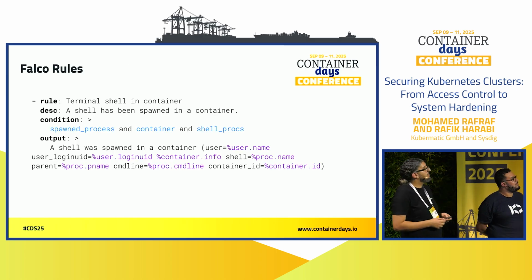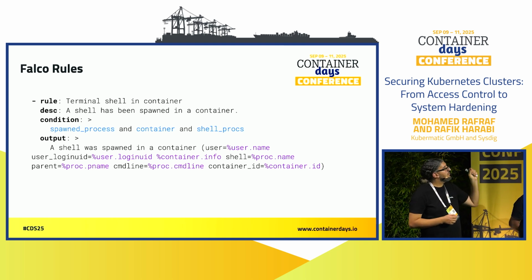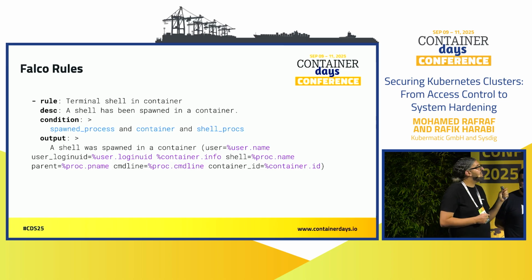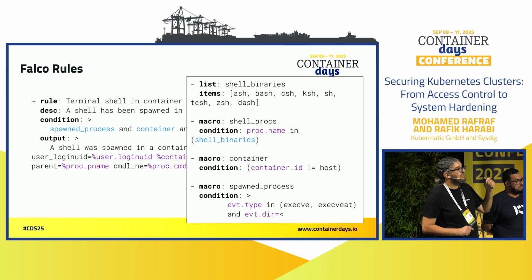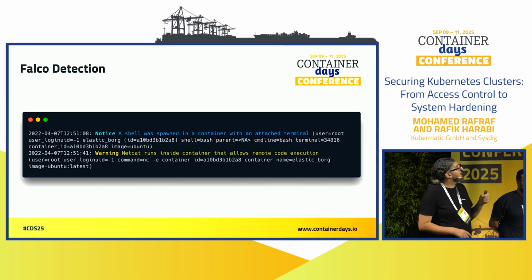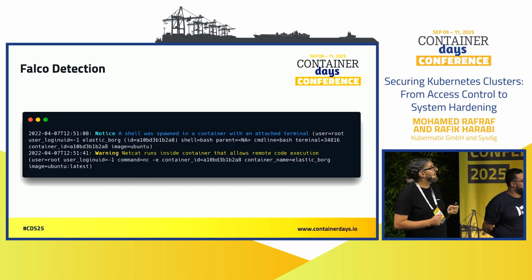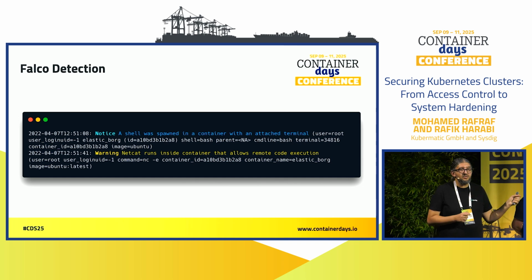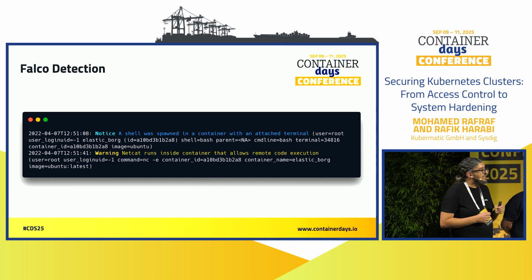For example, here I have an example of someone who is hooking inside a container. You can see that we have the rule name, description, the condition, where I should raise this event, and the output that will show up to the platform engineer or security engineer when something happens. We also have other objects we can use to make the rule readable, like lists and macros. In the end, when something happens, you get a notice or a warning, depending on the rule you have defined, and you can take this either to your SIEM solution or treat it locally. That's the way we are doing runtime security.